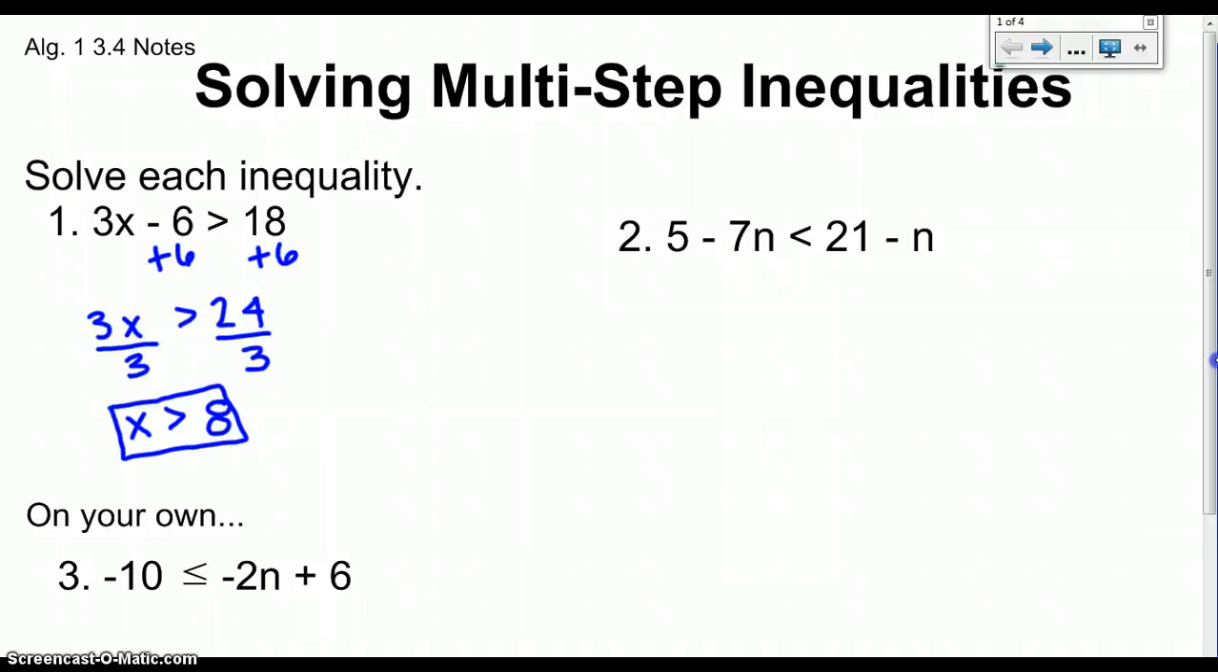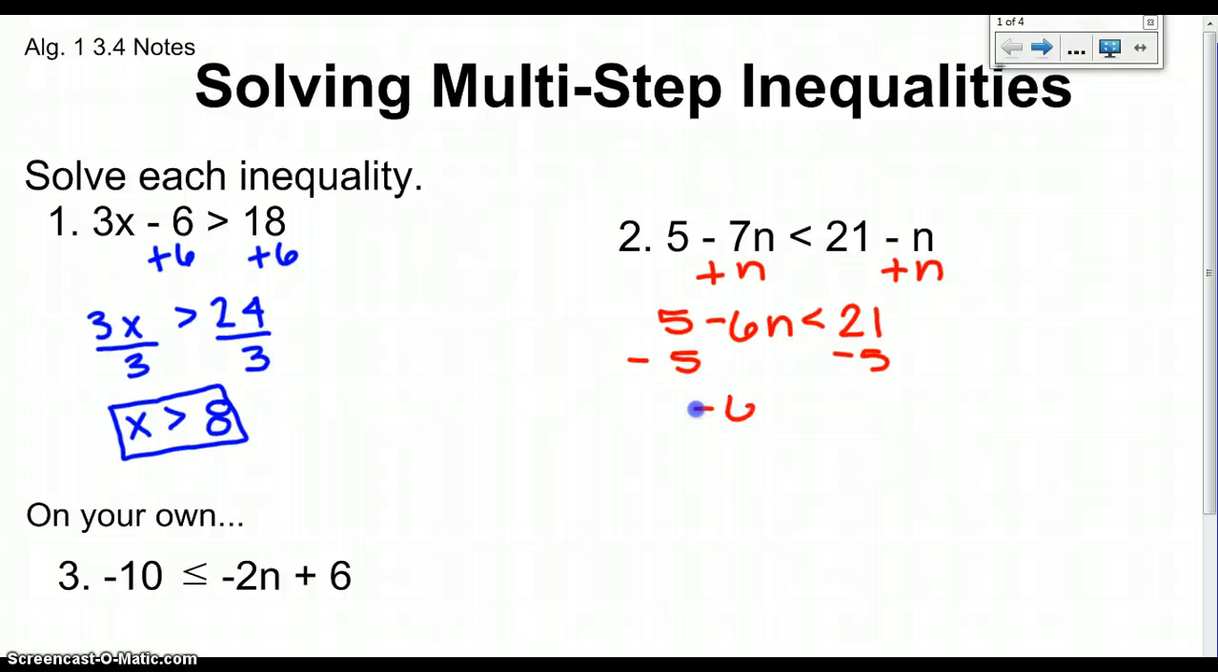So for number 2, to get n by itself, we have n's on both sides, so we need to get them together. So we have to add n to both sides. You could take the negative 7 into the other side. It doesn't matter which way you go, but I'm going to do it this way. You guys can choose which way you want to do it. So 5 minus 6n is less than 21. So to get n by itself, we need to subtract 5 from both sides.